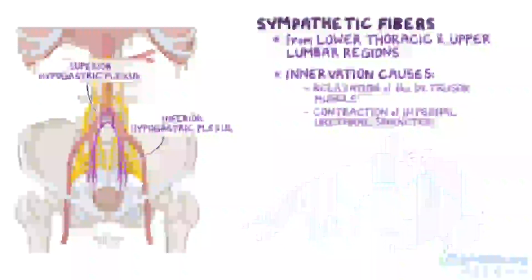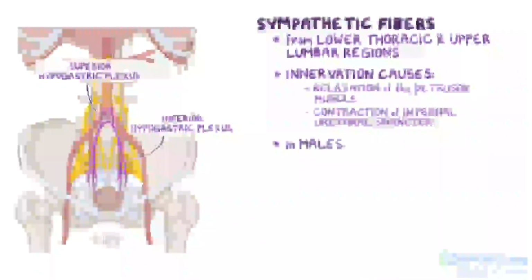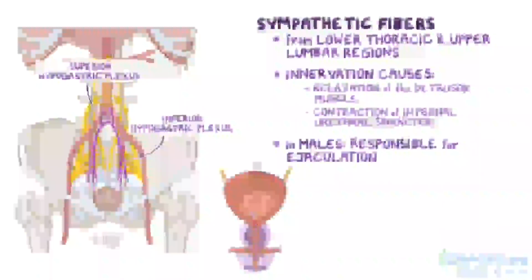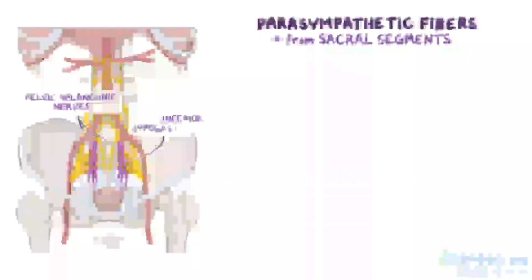It is also important to note that in males, sympathetic innervation is responsible for ejaculation and to prevent semen from entering the urinary bladder during ejaculation, which is called retrograde ejaculation. These fibers again cause contraction of the internal urethral sphincter. Next are the parasympathetic fibers, which originate from the sacral segments of the spinal cord. These fibers travel through the pelvic splanchnic nerves, reaching a network of nerves called the inferior hypogastric plexus.